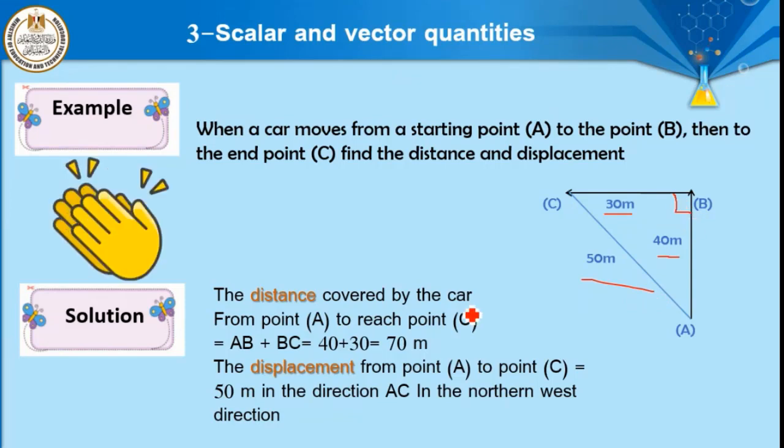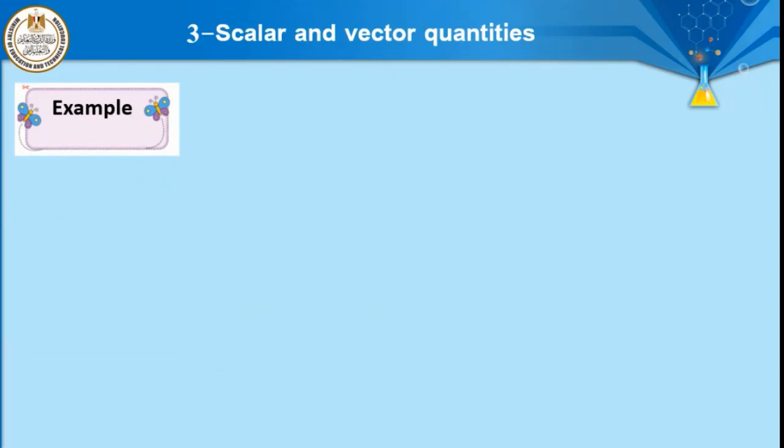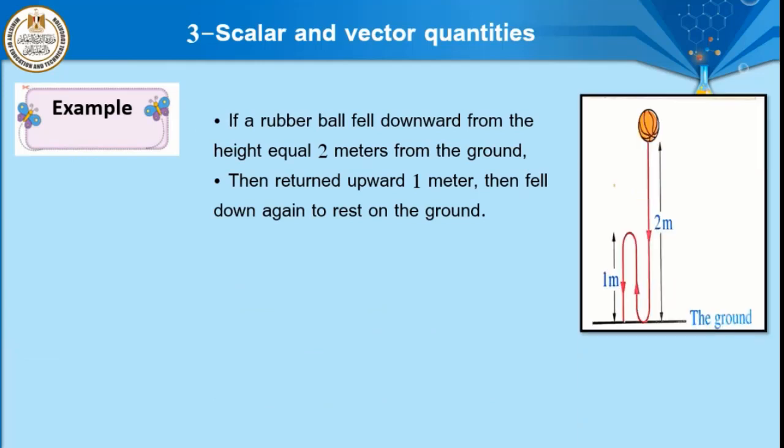Excellent, my students. Example number two. An object fell down from a height equal to 2 meters from the ground, then returned upward 1 meter, then fell down again to rest on the ground. That is the journey of this ball.